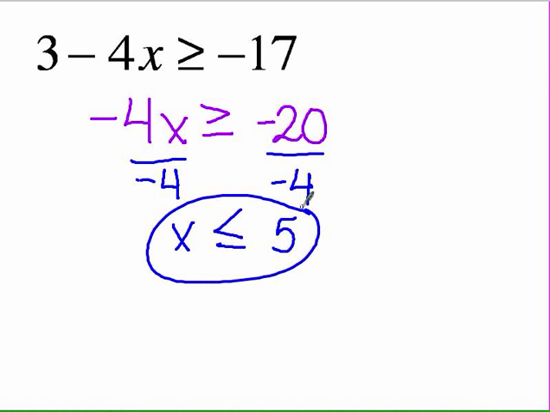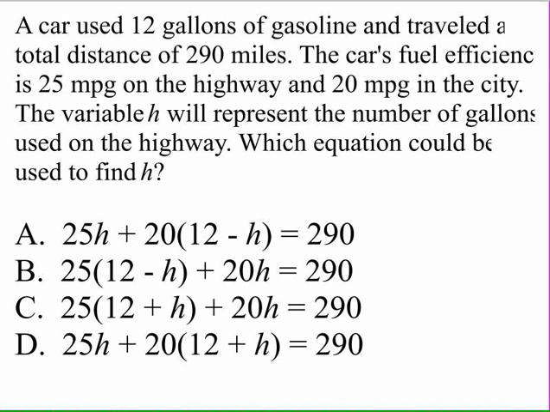Oh, I thought you get rid of the equal to also. No, you always keep that. So remember, whenever you multiply or divide by a negative number, you flip the inequality.